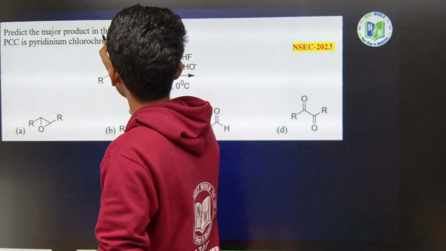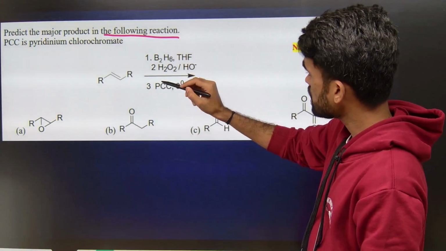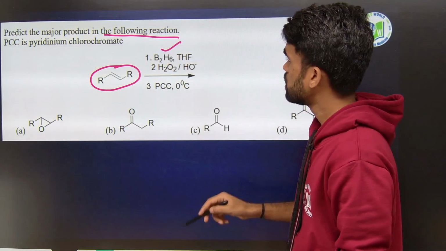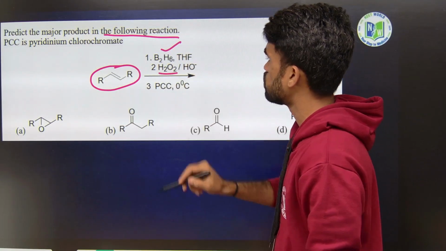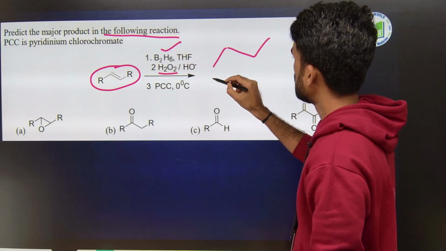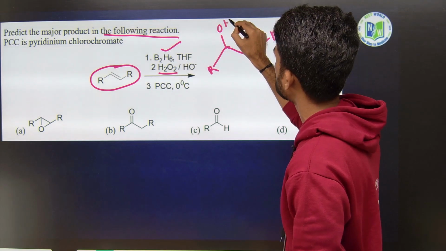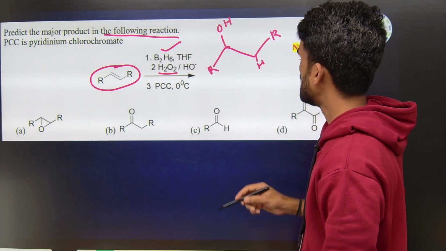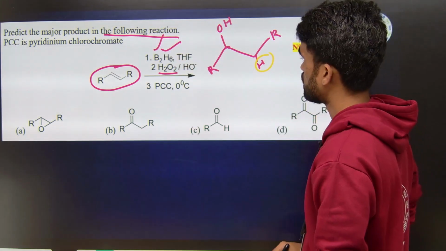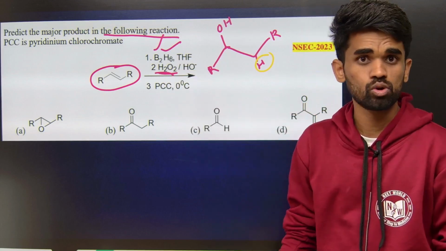Predict the major product in the following reaction. Whenever you have an alkene treated with B2H6 and also H2O2 in basic medium, you are going to get the hydroboration product: remove the double bond and place one OH group at one carbon and hydrogen at the other carbon. This hydrogen comes from B2H6, remember that, and this OH comes from H2O2.